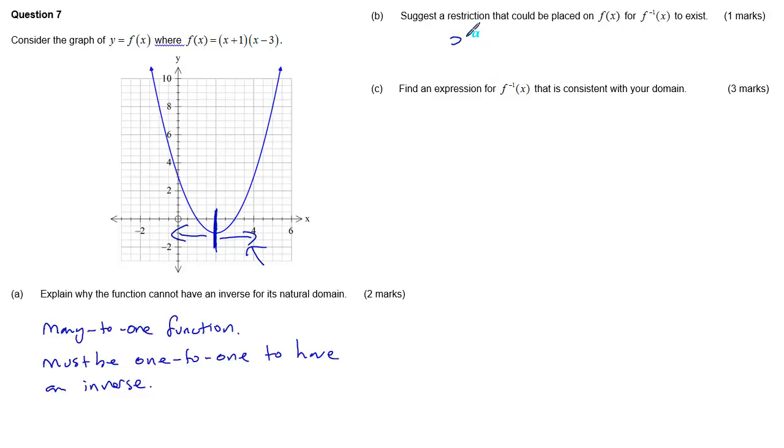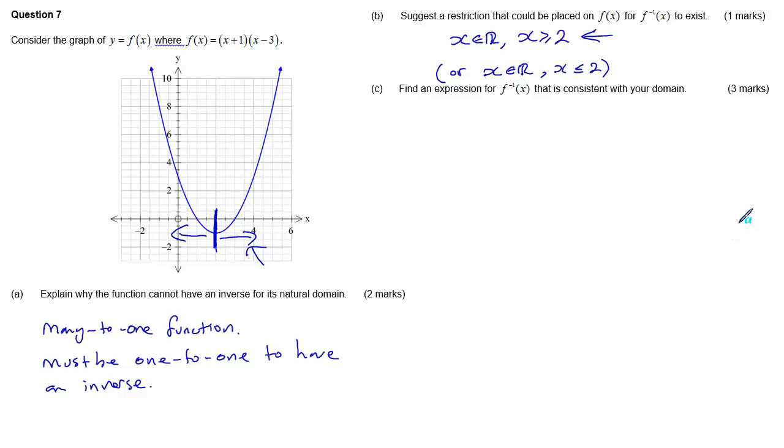So x belongs to the reals, x is greater than or equal to 2. That's normal. Or you could choose x belongs to the reals, x is less than or equal to 2. But I would suggest that you go for this one.